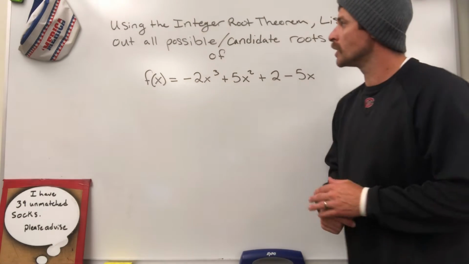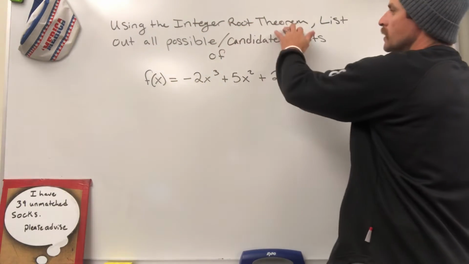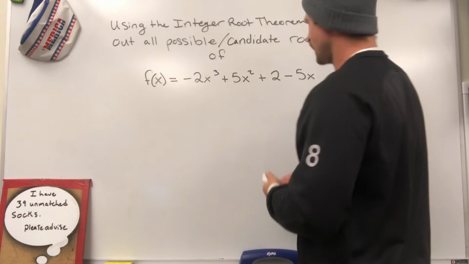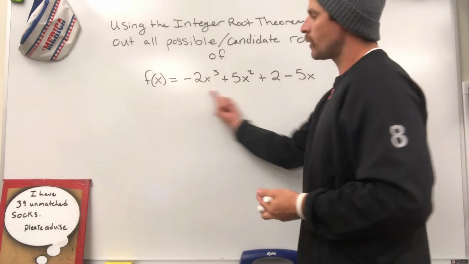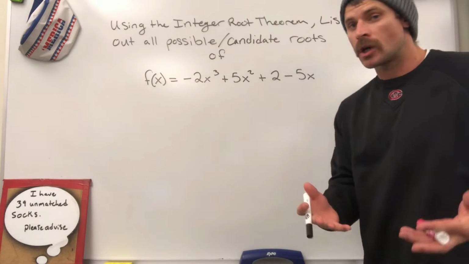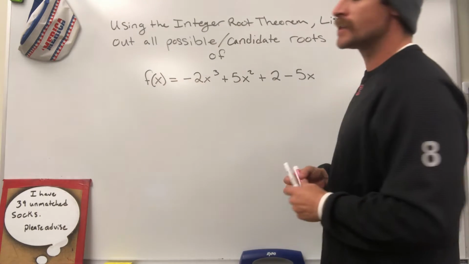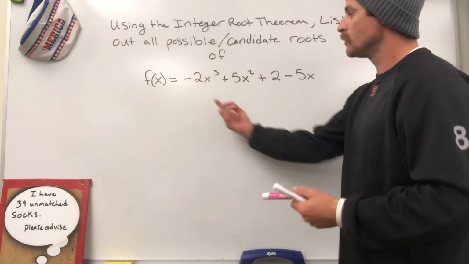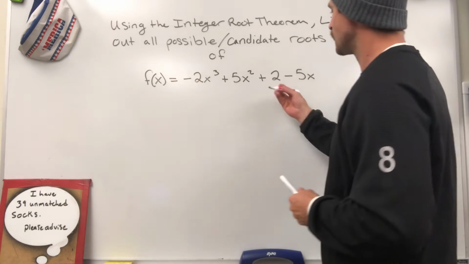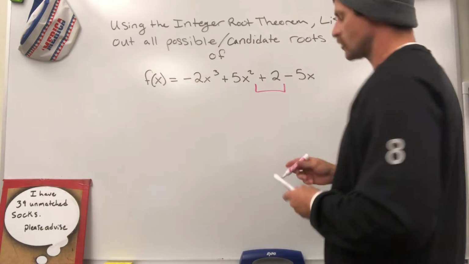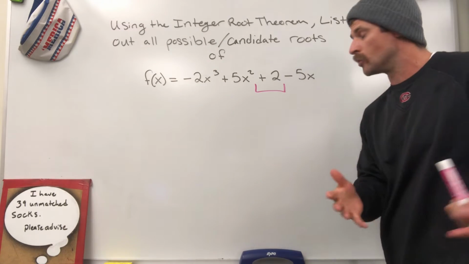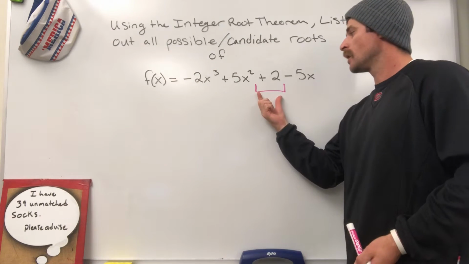All right, in this video, we're going to be using the integer root theorem to list out all possible candidate roots of this polynomial function. One thing we should already know about the integer root theorem is that we're going to be able to do this by using our constant term. Now, if you look at this polynomial function, one thing that's interesting is where they have that constant term. Remember, the term that does not have the variable attached to it. That's going to be 2, okay?